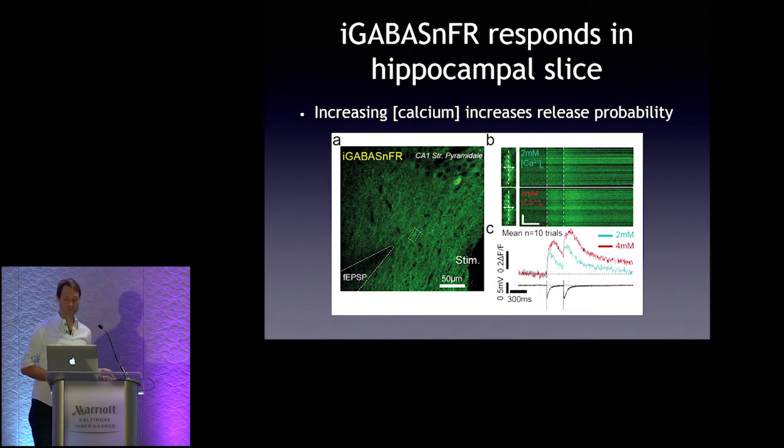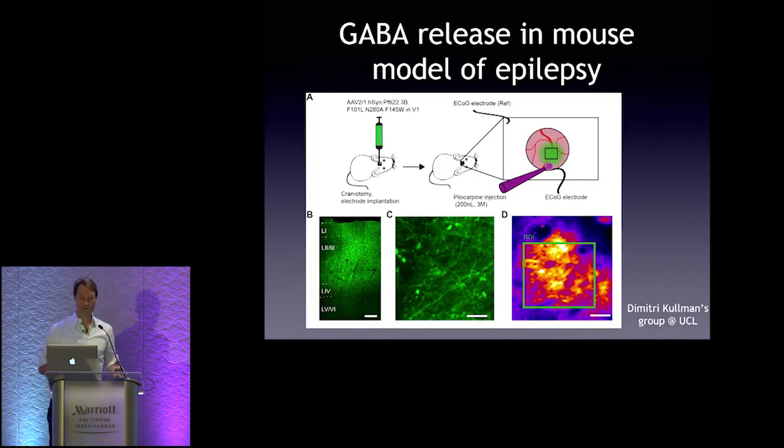So in hippocampal slice, paired pulse electrical stimulation shows a significant increase, about 20% increase in fluorescence, and increasing the extracellular calcium concentration from 2 millimolar to 4 millimolar increases the release probability as expected. Now, in vivo, Dmitri Kullmann's group can use iGABA-SNFR to improve our mechanistic understanding of epileptic seizures. So here we have iGABA-SNFR injected into the visual cortex with a recording electrode nearby. And this ends up showing the change in fluorescence.